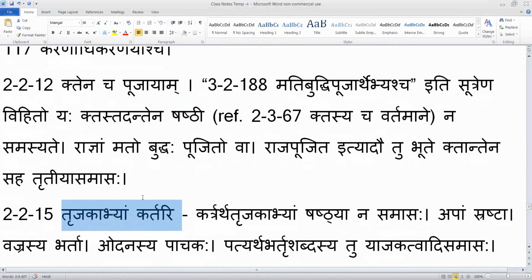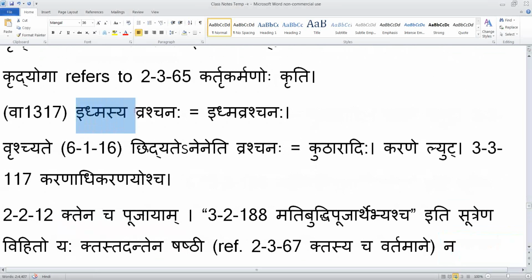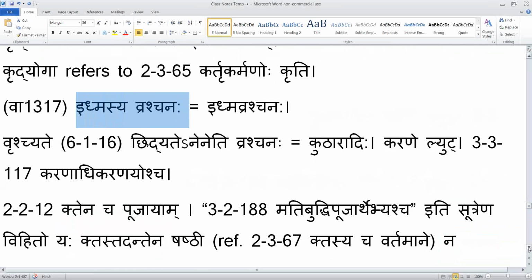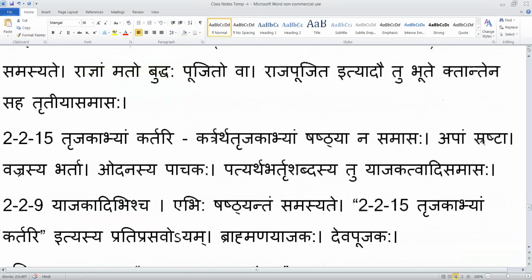We can say apam srashta. Srashta is srij, the creator of water, apam srashta. Now this was not very different from this one, which was the idmashcha vrashchanaha. So we had this one over here. So now why cannot this shashti then compound? The krudyoga shashti is there, but the pratyaya trich has been used over here. So that shashti will not be allowed to compound, because the pratyaya trich has been used kartari. So apam srashta will not become srashta.